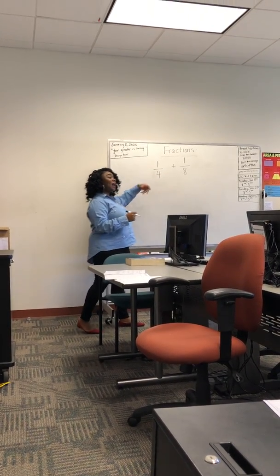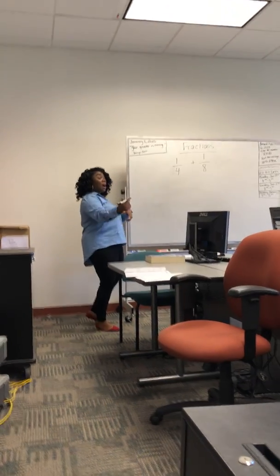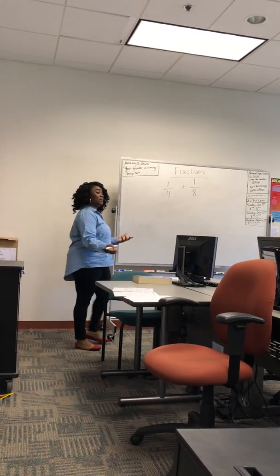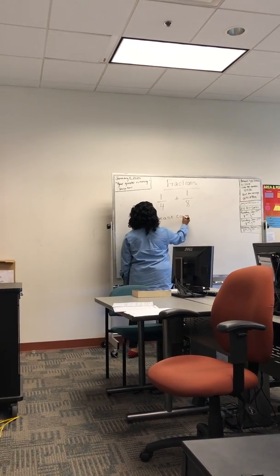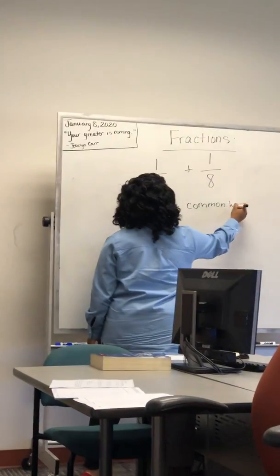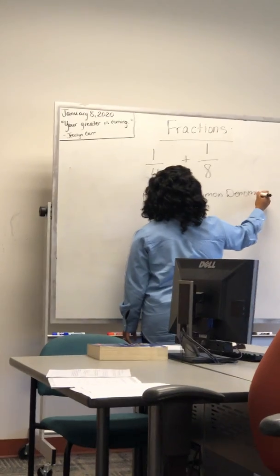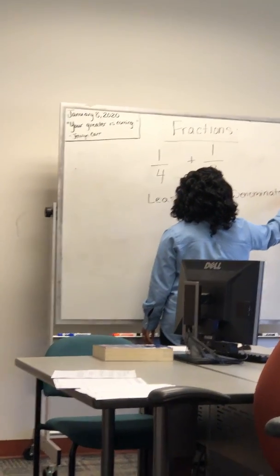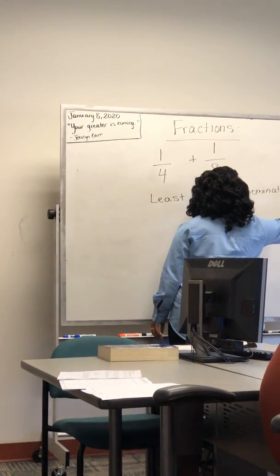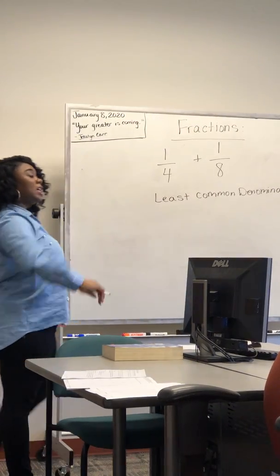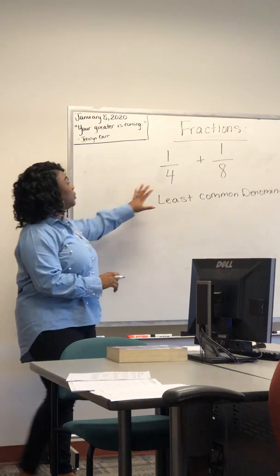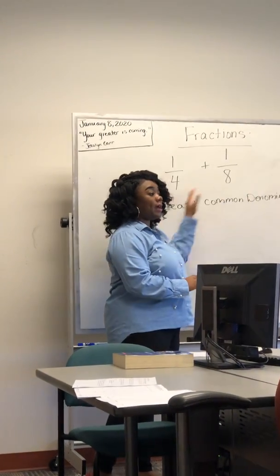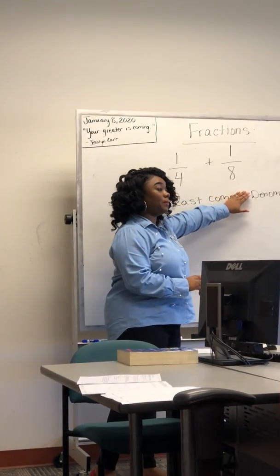So I'm going to have to find a least common denominator, or LCD. So we're looking for the least common denominator. Sometimes we call that the LCD. In order to find the least common denominator, you have to know the least common multiple between the denominators that we have, the 4 and the 8.